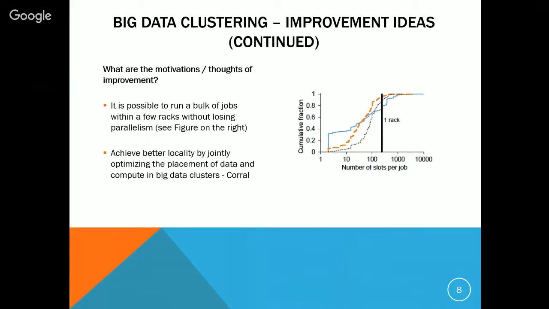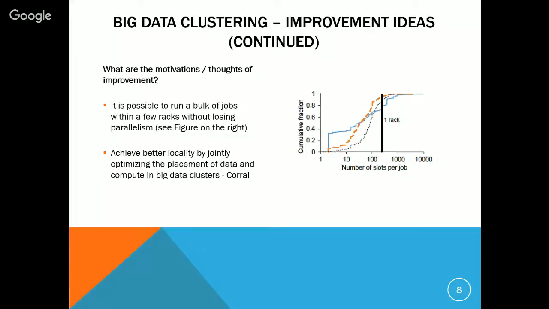So big data clustering, still working on some more improvement ideas. What are some other motivations and thoughts of improvement here? It is possible to run a bulk of jobs within a few racks without losing parallelism, as we have been able to prove, as we have discussed earlier. We have this figure on the right, which shows that ultimately we can be more efficient when it comes to using repetitive jobs that have the same trend, exactly the same trend.